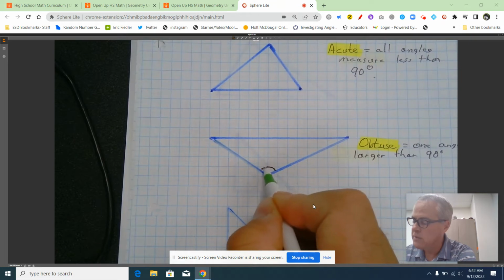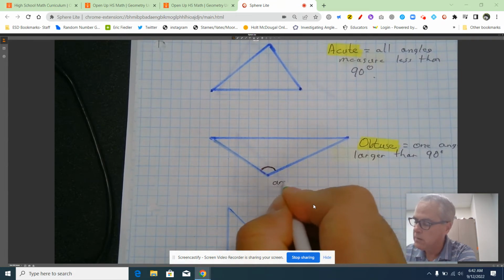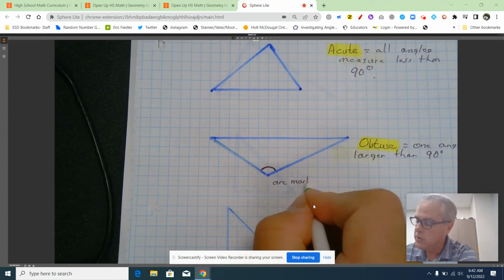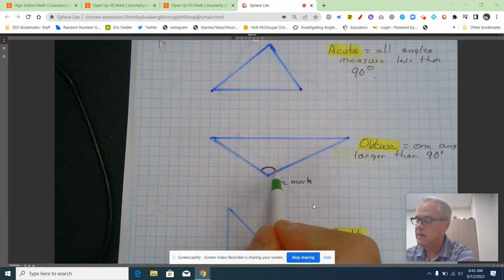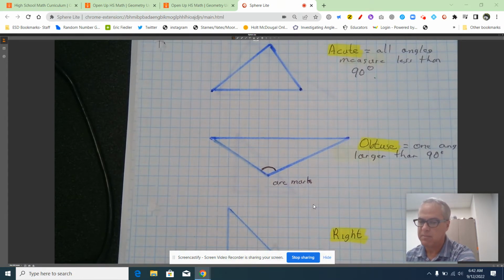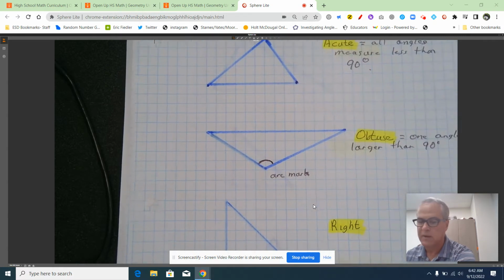Now notice this. I'm using what's called an arc mark, just so you know what angle I'm talking about. You can use arc marks in a couple ways. You can use them just to identify an angle, and you can use them to show that angles have the same measure. I'll talk more about that later.